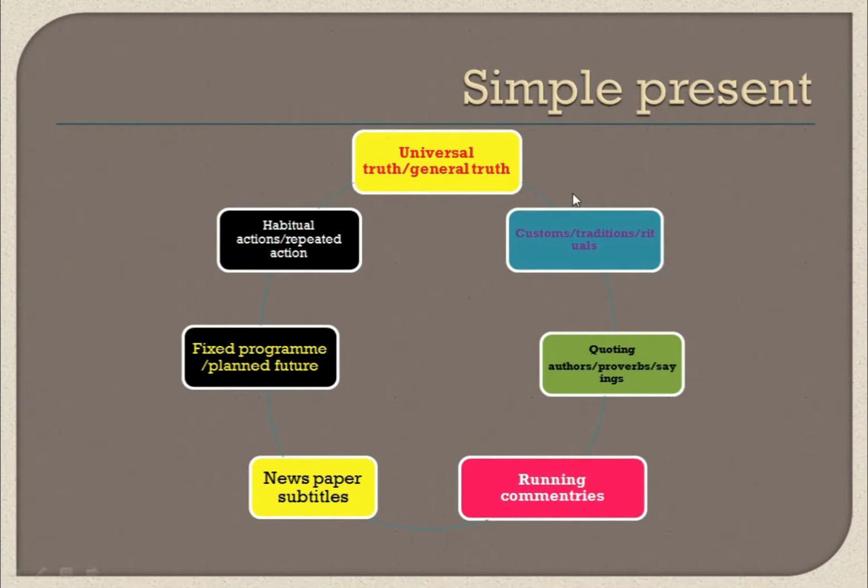Let us know in what context and situation we use simple present tense. We use simple present tense to express the universal truth or the general truth or the truth forever. Whenever you are going to express customs, traditions, and rituals, all these expressions can be expressed in simple present. Whenever you are giving quotations of authors or proverbs or sayings, then you use simple present. And whenever you are giving running commentaries of sports or anything, then we use simple present.